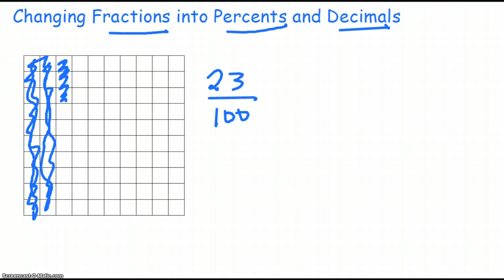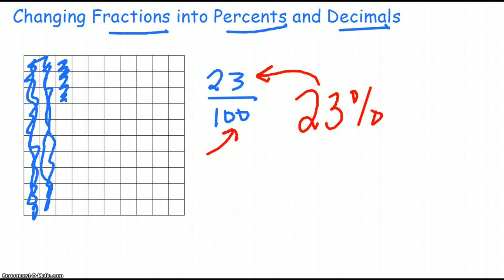Now if it's out of 100, if our denominator is 100, then we can figure out the percent and decimal immediately. You know the percent will be 23%. And we know the decimal will be 0.23, which is actually read 23/100ths. Let's try another one.